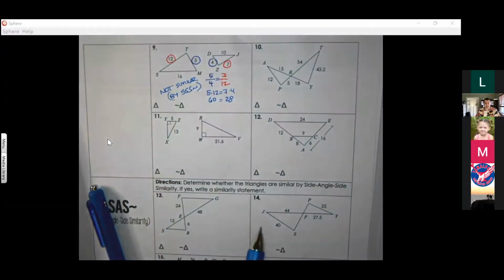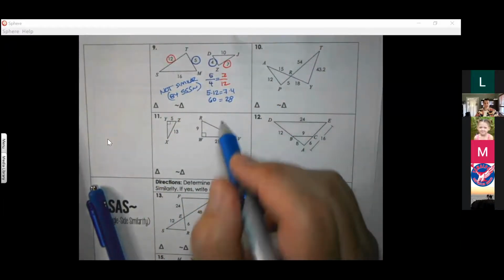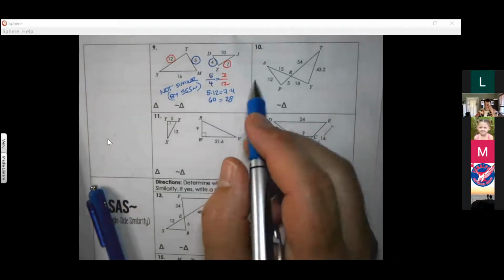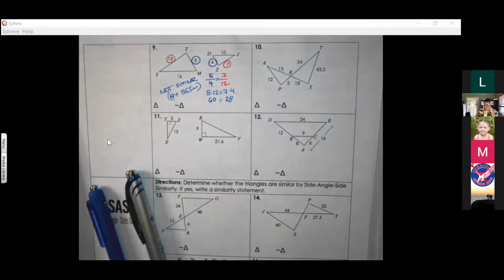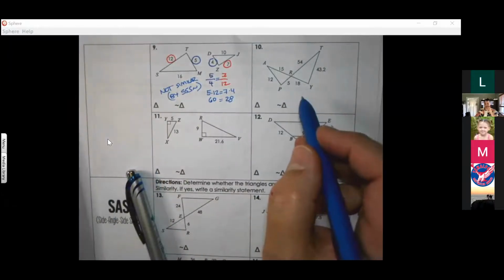In fact, in this case, I can make the conclusion that they are specifically not similar. It's a strong statement to be able to make, but if they were, those sides would have to be matched up. Okay, let's take a look at number 10.